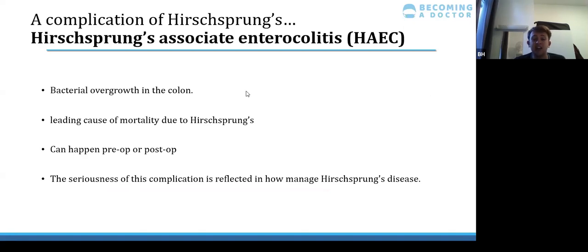It affects a lot of the way in which we manage these patients, because it can be a really devastating complication. What it is, is bacterial overgrowth in the colon. We used to think this was due to stasis of the stool: you have constipation, the stool sits there, and bacteria grow as a consequence. But actually, the complication can happen both pre-operatively and post-operatively.